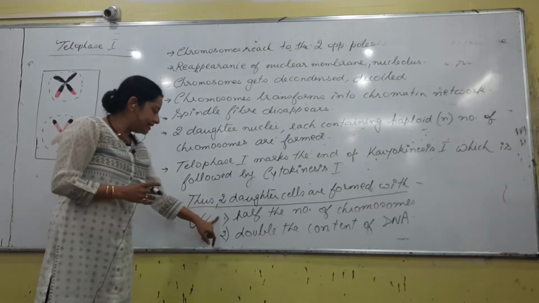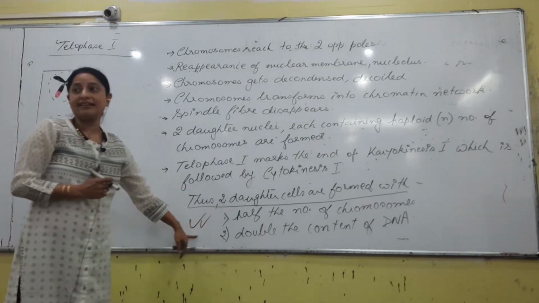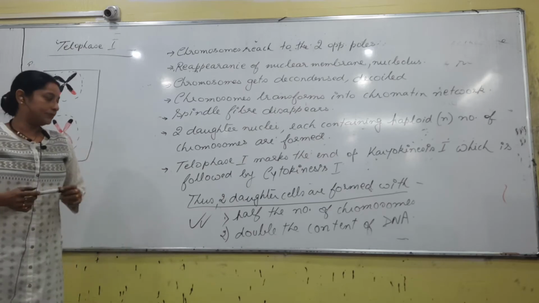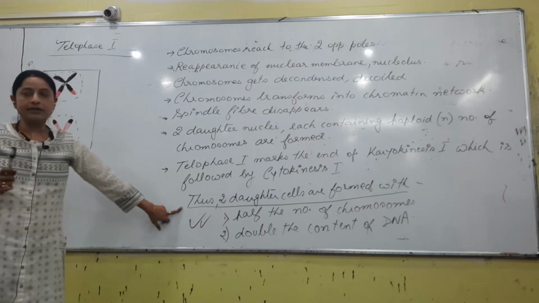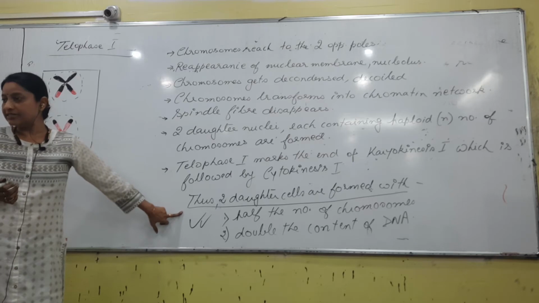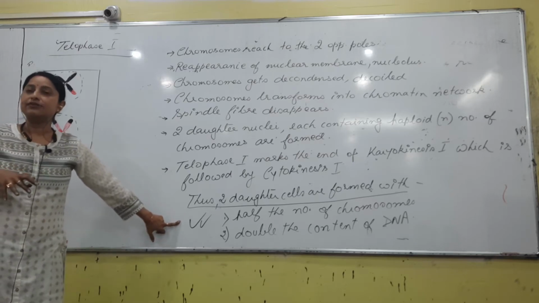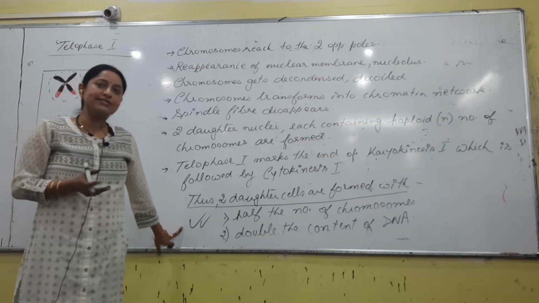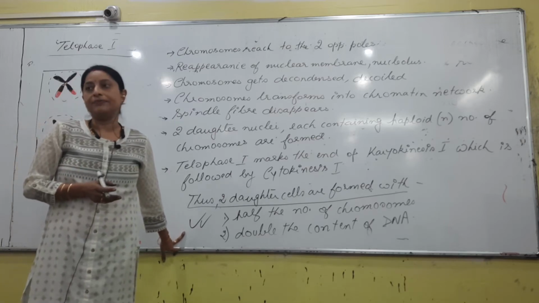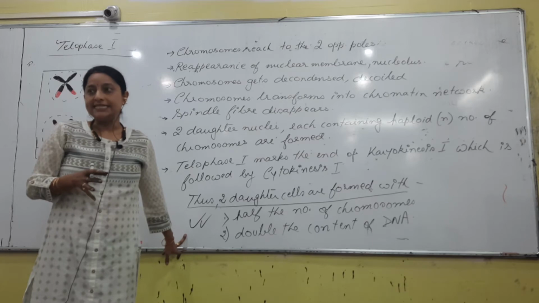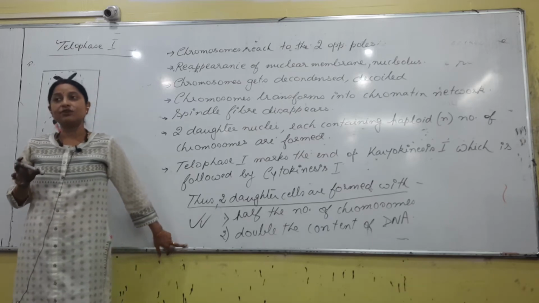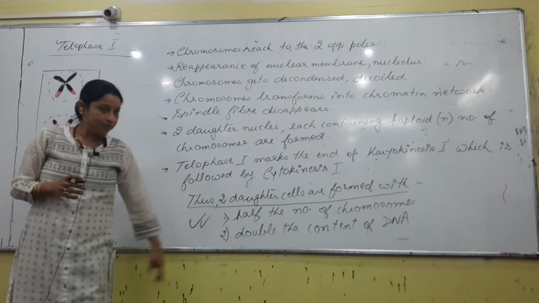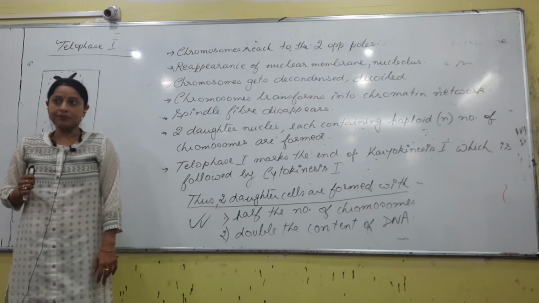So this line is something that's very important. Did you understand this line? Telophase is the end of karyokinesis 1. Karyokinesis 1 would be followed by cytokinesis 1. After cytokinesis 1, what would be the result? What do we obtain? Two daughter cells, right? Some of you may not have understood this point about daughter cells, right?